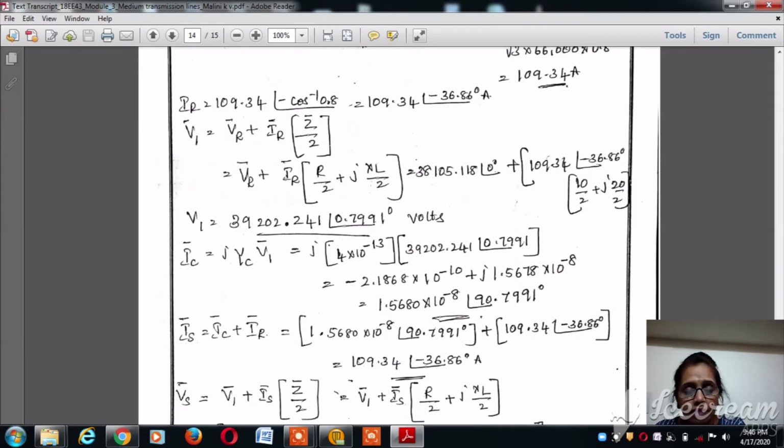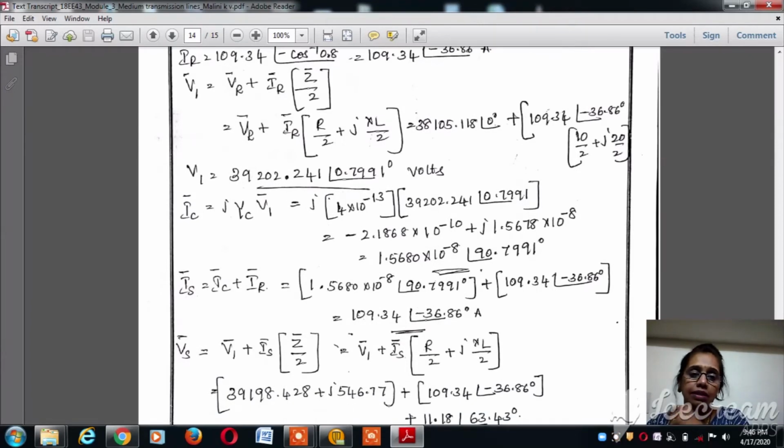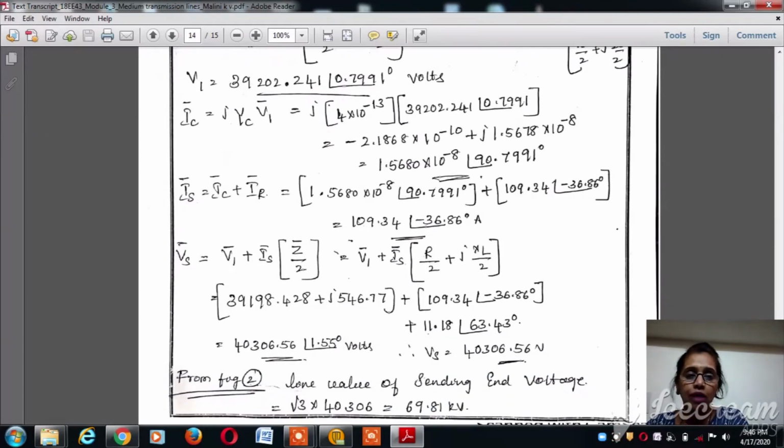Now, Z divided by 2 means R by 2 plus j into XL divided by 2, because Z by 2 exists on either side of the capacitance. Now, calculate, we will get V1 is equal to 39,202.241 at an angle 0.7991 degrees volts. Now, after calculating V1, we can calculate IC.